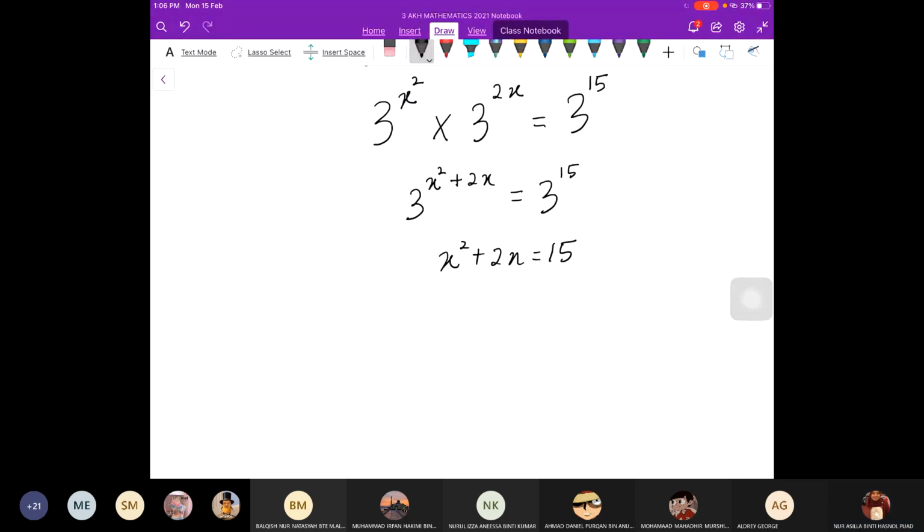Okay. So now, bila kamu dapat macam ni di mana the highest index ataupun the highest power is 2. So ini adalah sebenarnya quadratic equation.